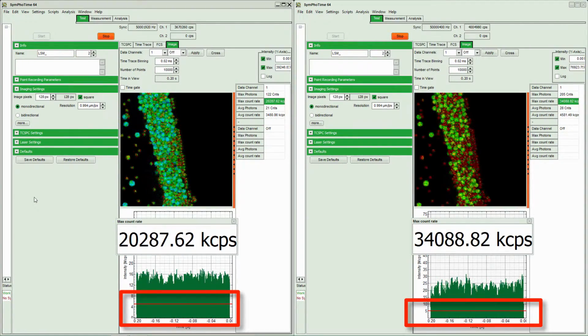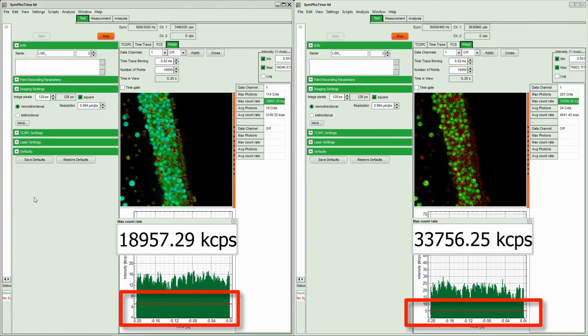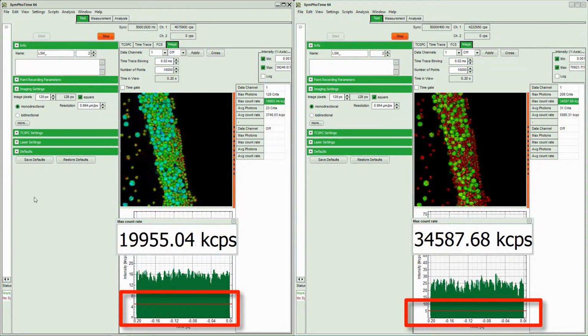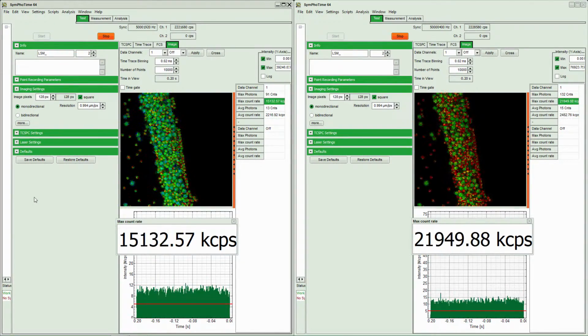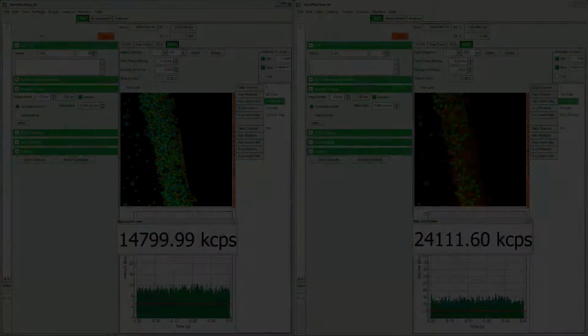Thanks to hardware components optimized for short dead times, our rapidFLIM approach can still provide excellent results at high detection count rates. This makes it possible to speed up FLIM image acquisition while maintaining good spatial and temporal accuracy.